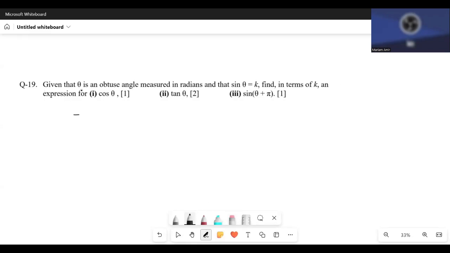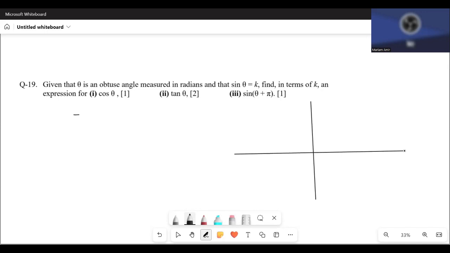Given that theta is an obtuse angle measured in radians and sine theta is equal to k, find in terms of k an expression for cos theta, tan theta, and sine theta plus pi. Okay. So if theta is obtuse, that means it's somewhere in the second quadrant. And sine theta is equal to k.